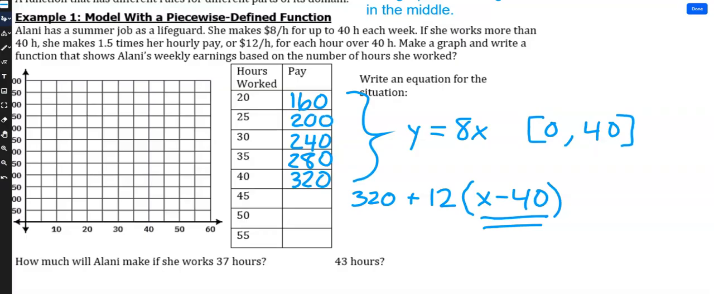So let's see here. If we plug in 45 into that, 320 plus 12 times (45 minus 40), we end up with 380. See, before it was going up by 40, but now it's going up by 60 bucks. And then if it goes up another 60, you would go to 440. And if you go up another 60, you would get to $500. And so we can plot some points on our graph.